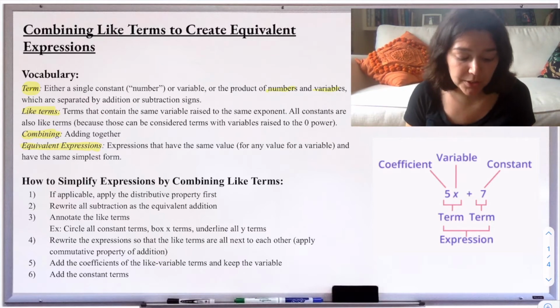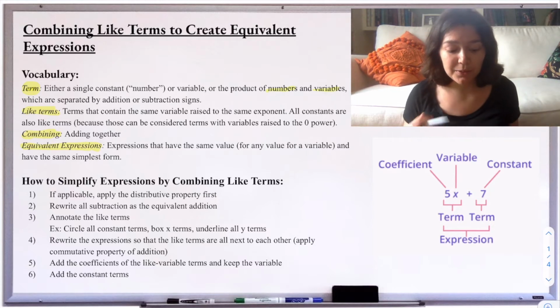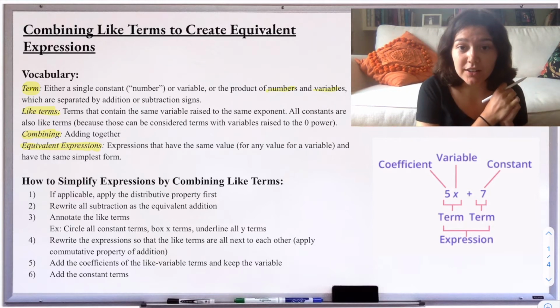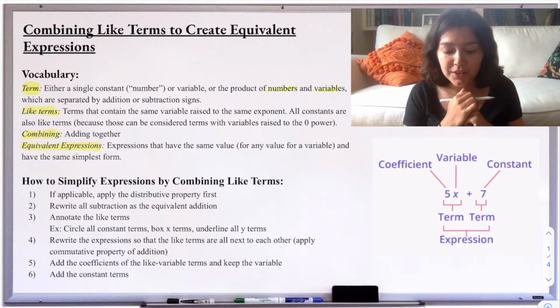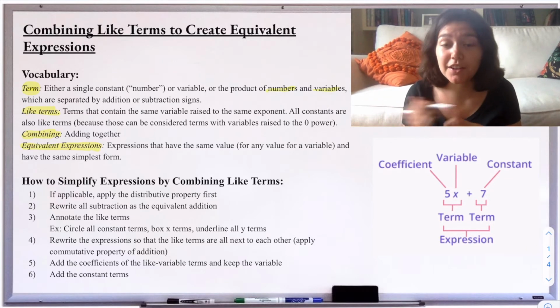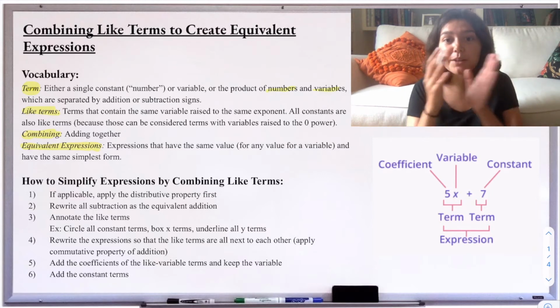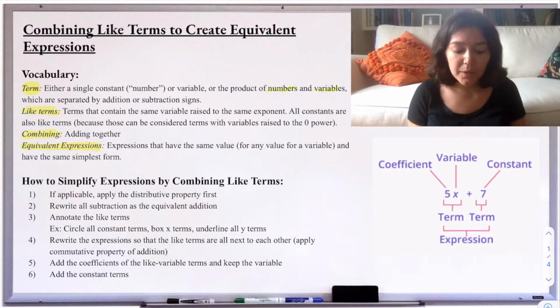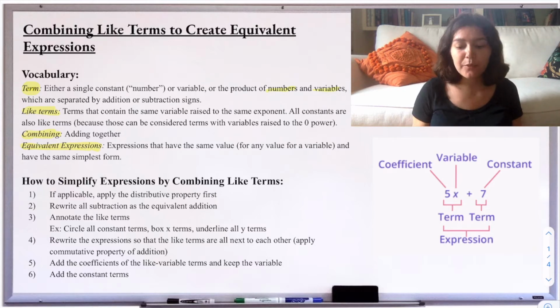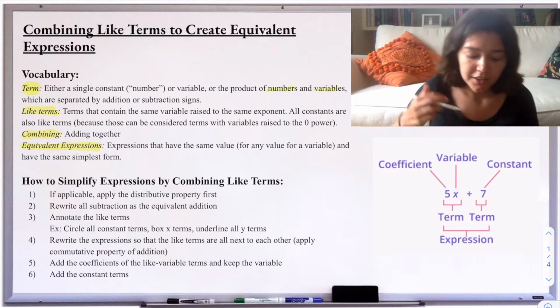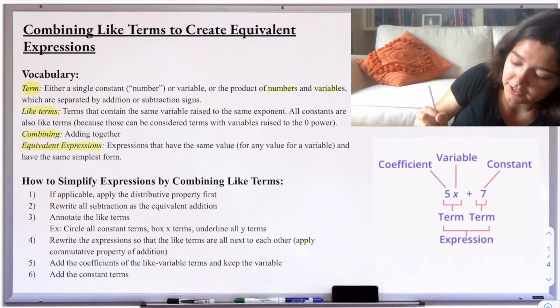And then for step 3, we're going to annotate the like terms. So let's say we're going to circle all the constant terms, all the just plain numbers. Then we're going to box in all the x terms, and then maybe we have y terms too, and we're going to underline all of those, just so we're clear about what we have. And then we're going to rewrite the expression so that the like terms are all next to each other. Okay, and what we're doing there is we're applying the commutative property of addition.